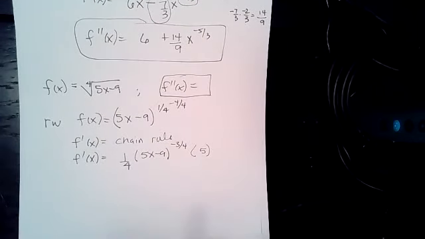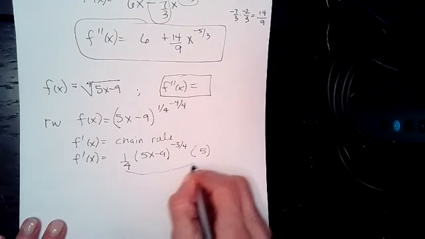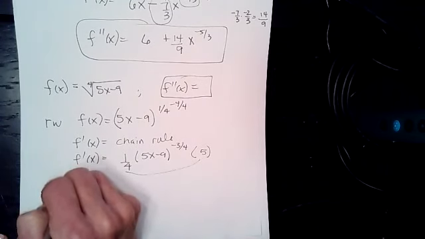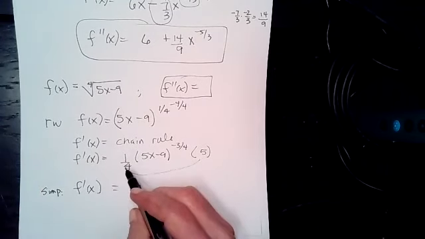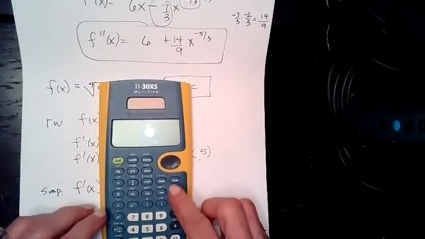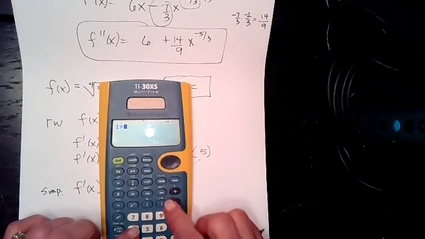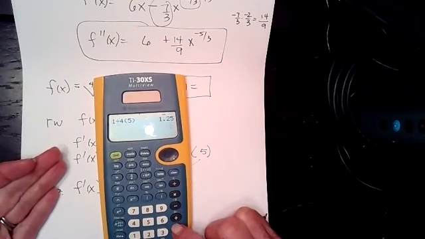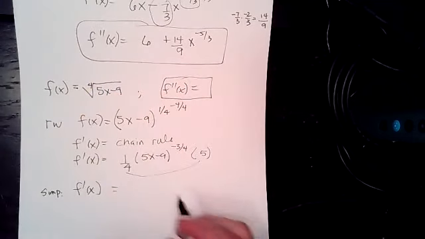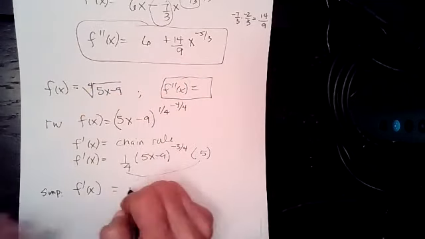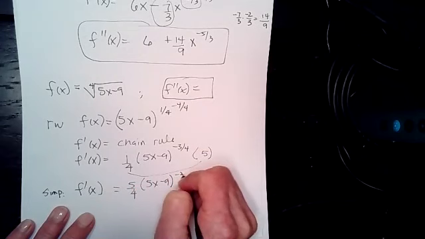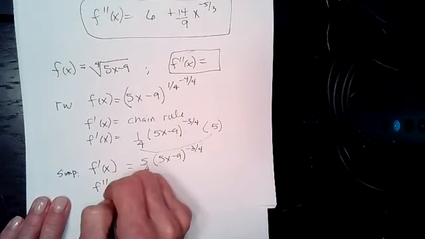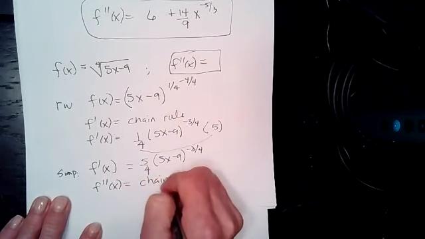But since I have to find another derivative, let's multiply these outside numbers and simplify the first derivative. That's why I tell you it's important to mark these. So 1/4 times 5, and if you do that on your calculator, 1 divided by 4 times 5, and then you double arrow it to get 5/4, and 5x minus 9 to the negative 3/4. So that's my first derivative. Now to find my second derivative, I'm going to use the chain rule again, and I won't have to simplify because I'm done with that.